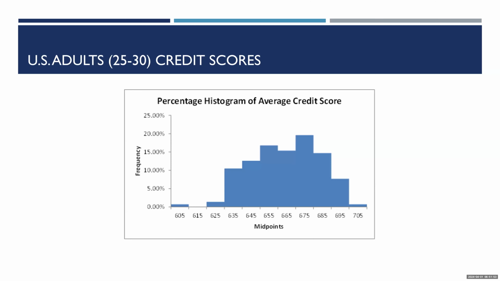Here I'm looking at a histogram, and a histogram is a bar chart that is set up to be kind of in that bell curve shape. So I look at the midpoints for each of these bins. In histograms, you have bins, and I have percentages, which is a frequency of occurrence, which is how a histogram is created. These are looking at credit scores of adults 25 to 30.